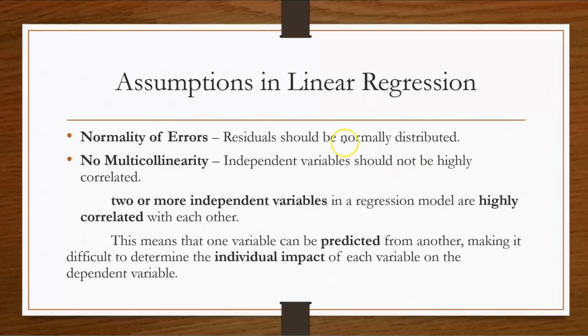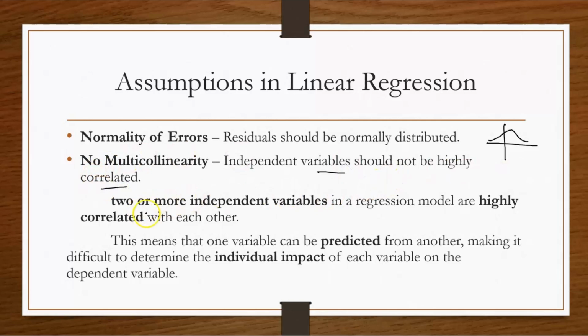Then the next one is normality of errors. That is, the residuals should be normally distributed. We have seen what a normal distribution is. This is a normal distribution, and the errors should be normally distributed. Then the next important assumption is no multicollinearity among the variables. That is, independent variables should not be highly correlated.